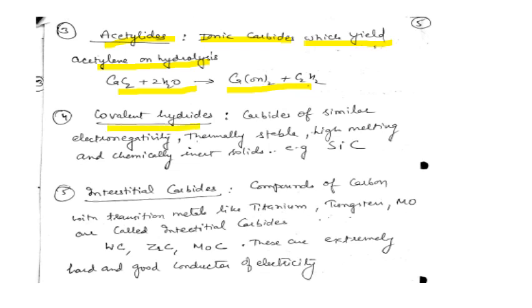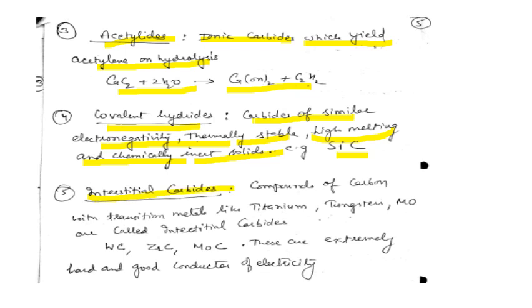Next are the covalent carbides, carbides of similar electronegativity, which are thermally stable with a high melting point and chemically inert solids, such as silicon carbide or carborundum. So it's a covalent carbide.